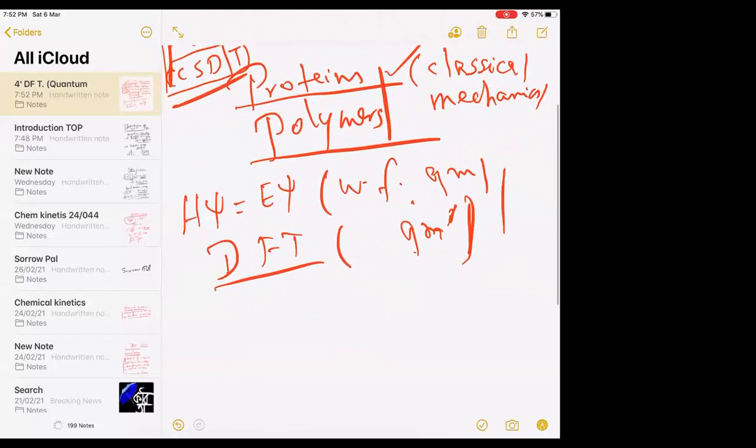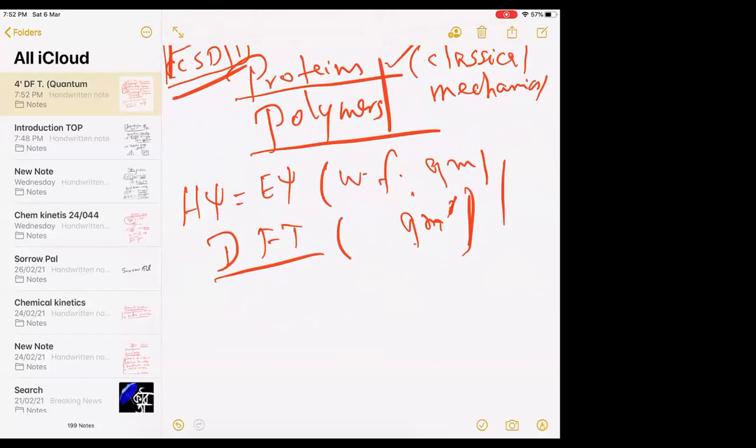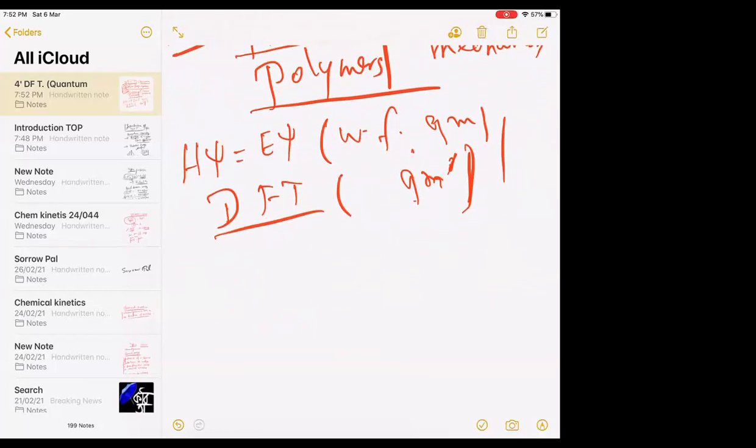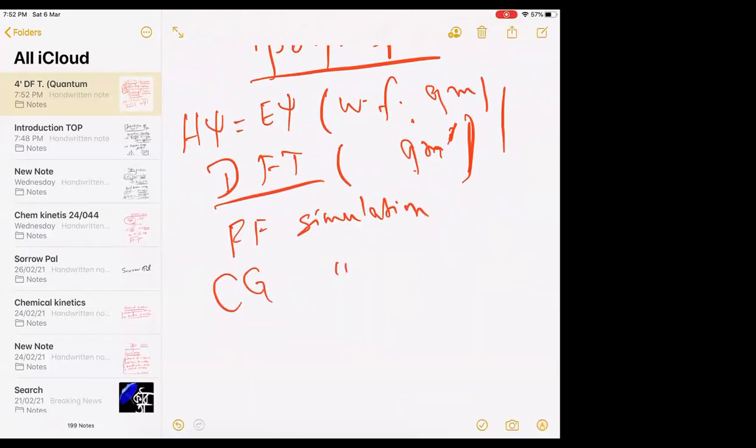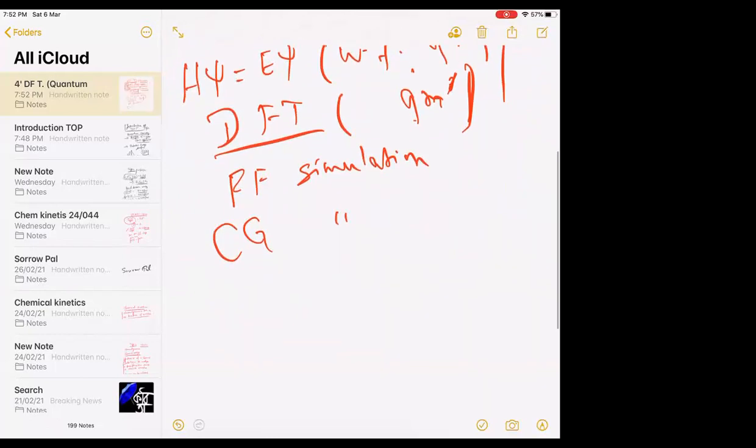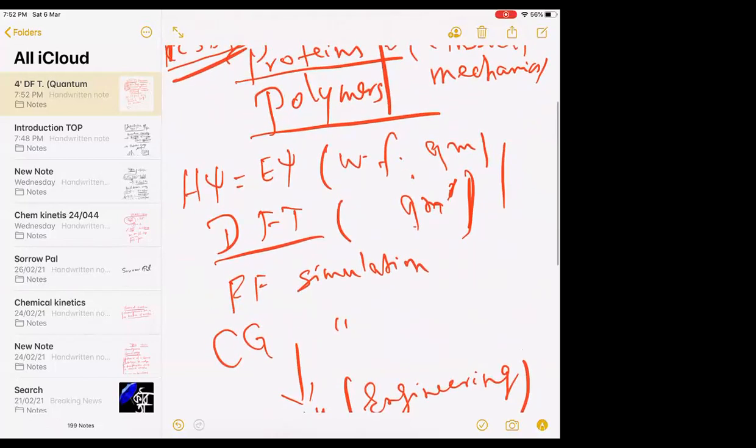So these are the different levels of quantum mechanics. Some people used to use semi-empirical methods like CNDO, MNDO, etc. That's also quantum mechanics. But then you have force field simulation for classical mechanics, which is called atomistic simulation. Then you have coarse grain simulation for polymers and even larger systems. And eventually it goes on to the bulk and engineering simulation. So all that together is today called multi-scale simulation.